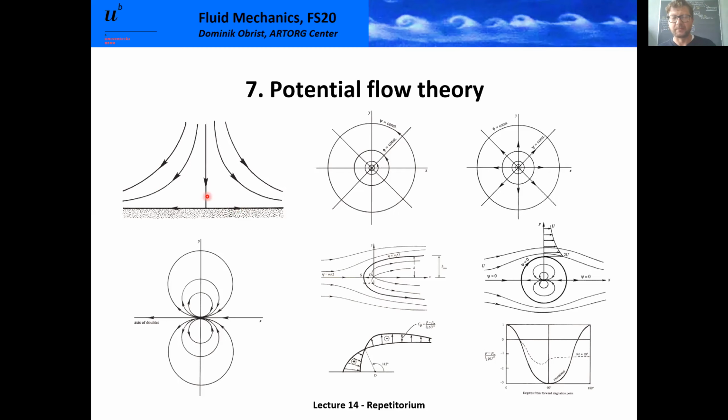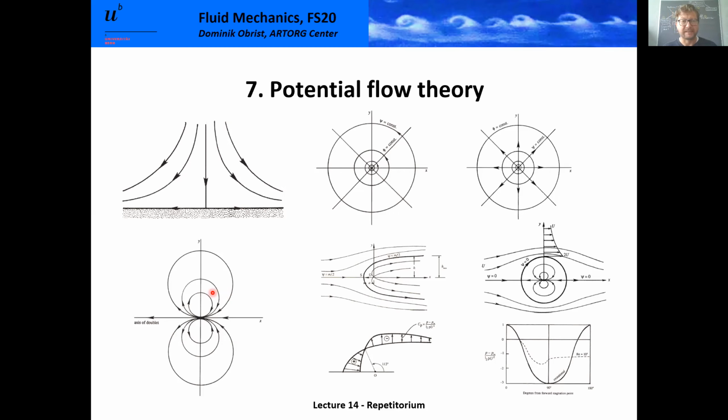And if the Reynolds number is high enough, the thickness of the boundary layer will be very small, so small that we can even neglect it just for understanding the bulk flow. What else do we have on this slide? What is this here? This is the solution for a dipole.